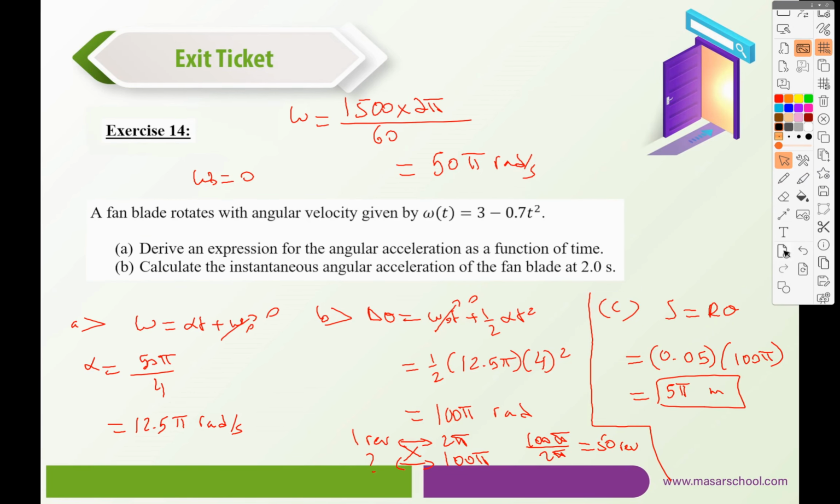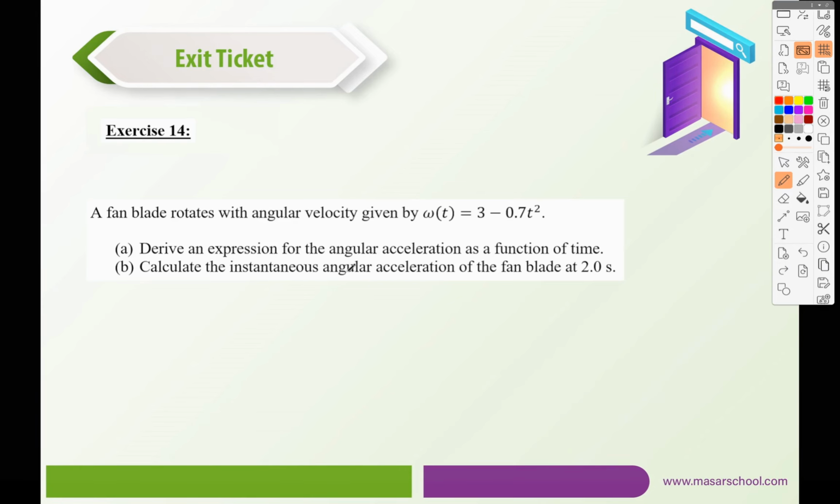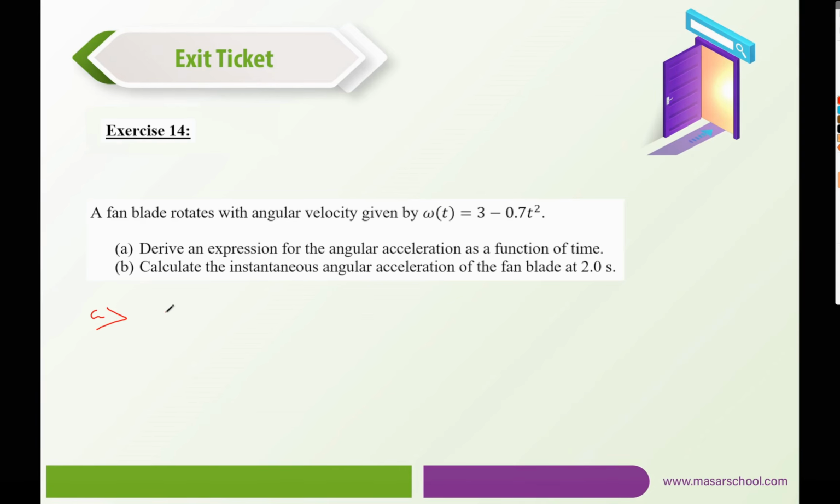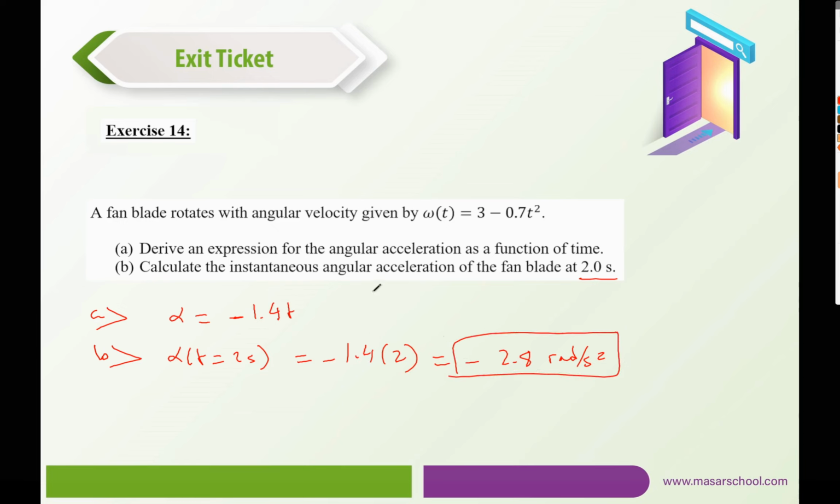And finally, the last exercise as an exit ticket. We have omega. We need to derive an expression for the angular acceleration, and this is done by calculus, which is minus 1.4 t. We drop down the power, quadratic becomes linear. B, what is the instantaneous angular acceleration at 2 seconds? So we replace time by 2. That would be minus 1.4 multiplied by 2, and that would be minus 2.8 radians per second squared. If they were to ask us about the magnitude of the angular acceleration, we would say 2.8, because it's also a common trick in the AP exam to ask us between the vector quantity itself or the scalar.